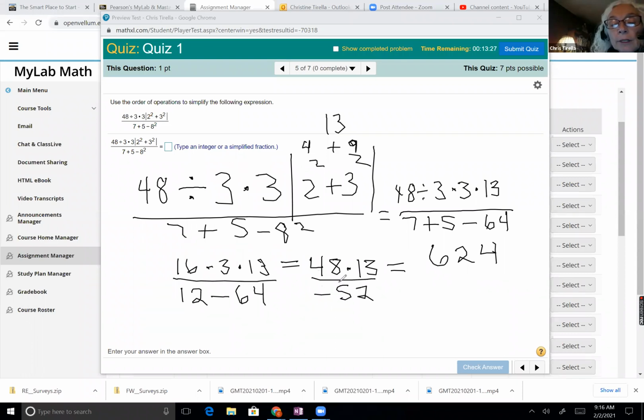And I'm going to cheat a little bit and try to do this division by hand instead. 13 goes into 52 4 times. And so my final answer there when I divide is negative 12.